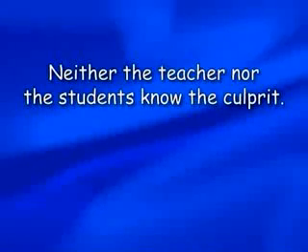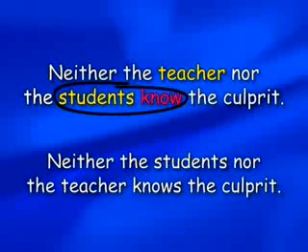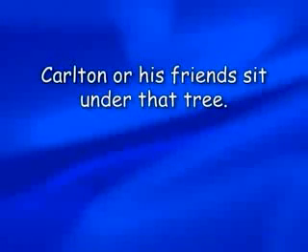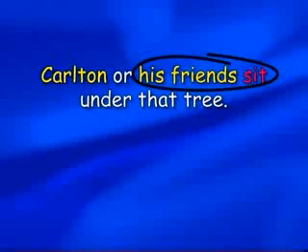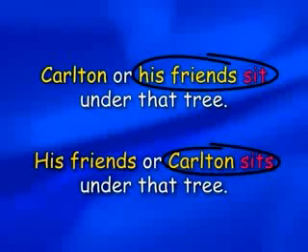Neither the teacher nor the students know the culprit. In this case, students is the plural subject, and it is also closer to the verb than teacher, so we use the plural verb. Neither the students nor the teacher knows the culprit. Here the reverse is true. Teacher is singular, and it is closer to the verb than students, so we make our verb singular. The same rule applies to or and nor. Carlton or his friends sit under that tree. His friends or Carlton sits under that tree.